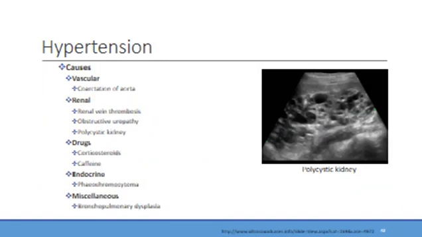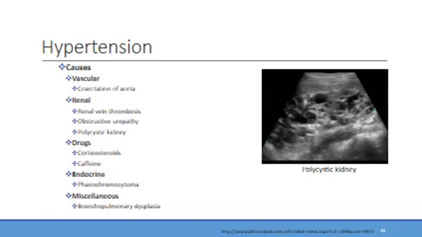Hypertension is quite a rare finding in a neonate, but one can consider the most common causes, namely vascular, and one condition that you have to be on the lookout for is coarctation of the aorta that will give you hypertension in the right arm, but then relatively low blood pressure in the lower limbs and the left arm. Renal conditions are the most common reason for hypertension in the neonatal period, including renal vein thrombosis, obstructive uropathy, and polycystic kidney disease.